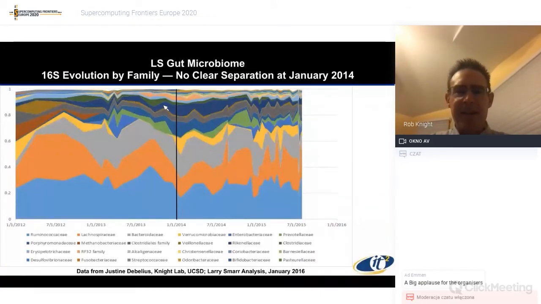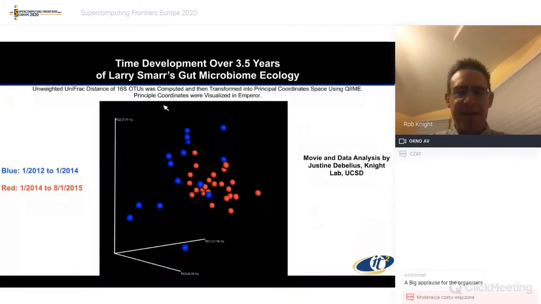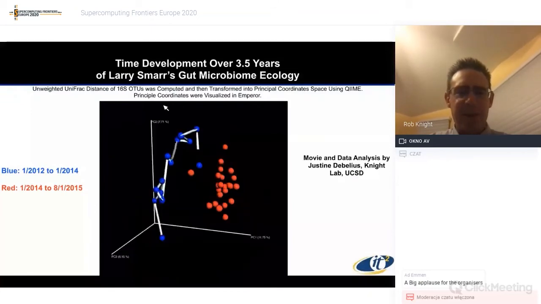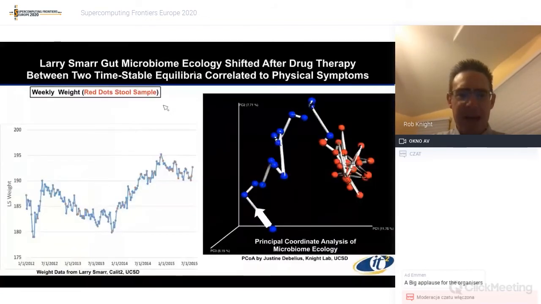When we replotted it with Chime and UniFrac, though, this is just rotating the data frame around, we got a much clearer result. So now we are going to animate through time. You see he starts at one edge of the blue, moves through the blue points, crosses over to the red, and then bounces around at random in the red. So you may be wondering, well, what does that have to do with Larry's health? And the answer is we could link his microbiome results to his health data to understand what was going on.